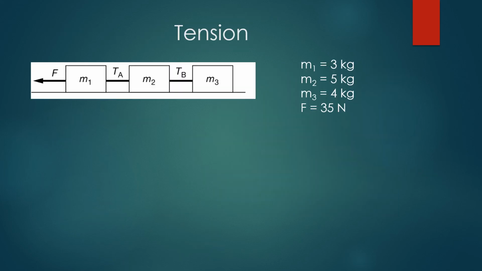Okay. Now this one gets a little bit more complicated. This time we are pulling boxes horizontally to the left. It says M1 is 3 kg, M2 is 5 kg, and M3 is 4 kg. And the force is 35 newtons. Awesome. So, I want to draw the free body diagrams of each box.